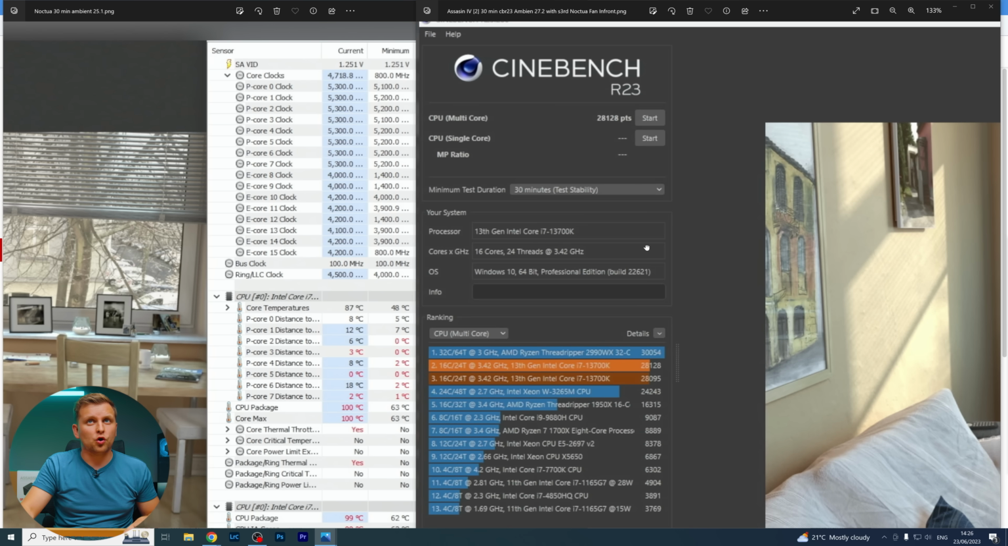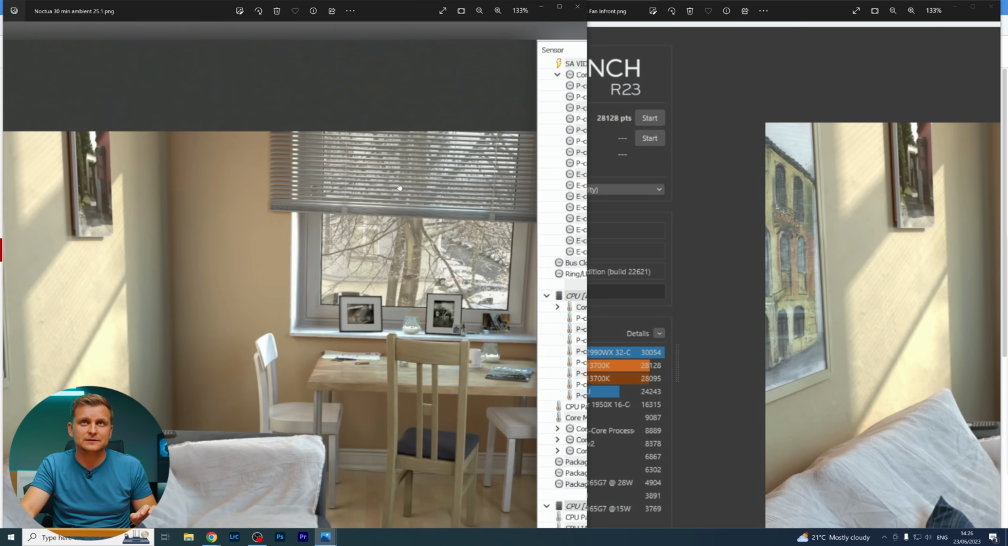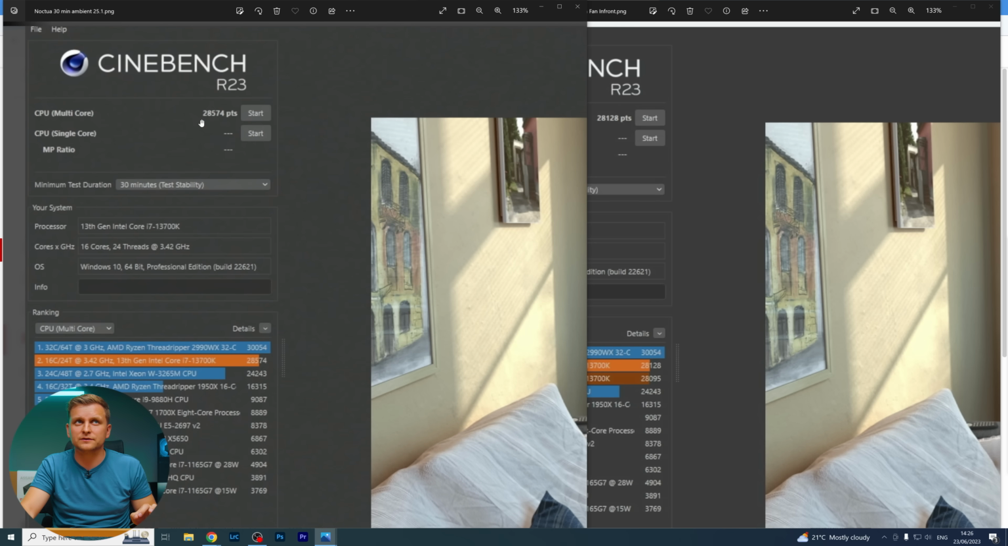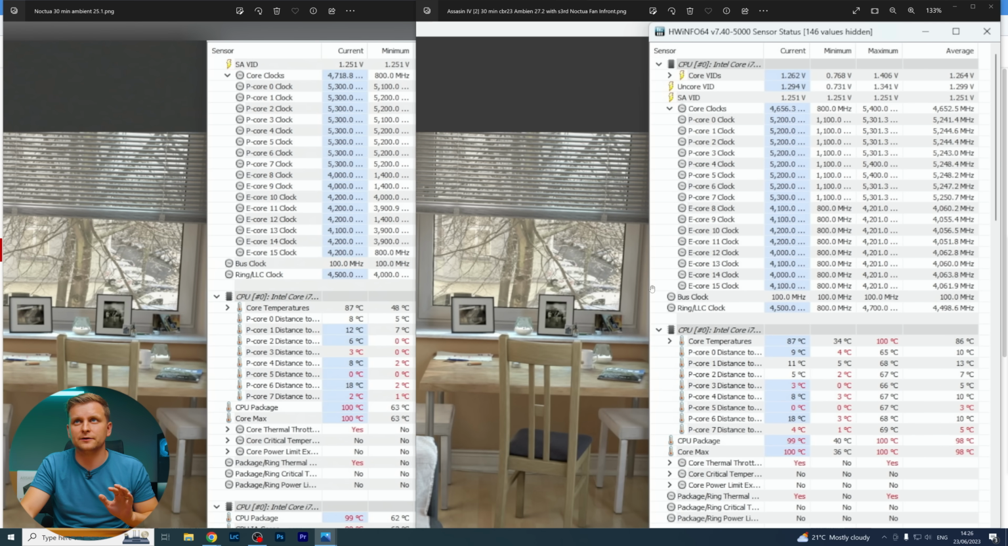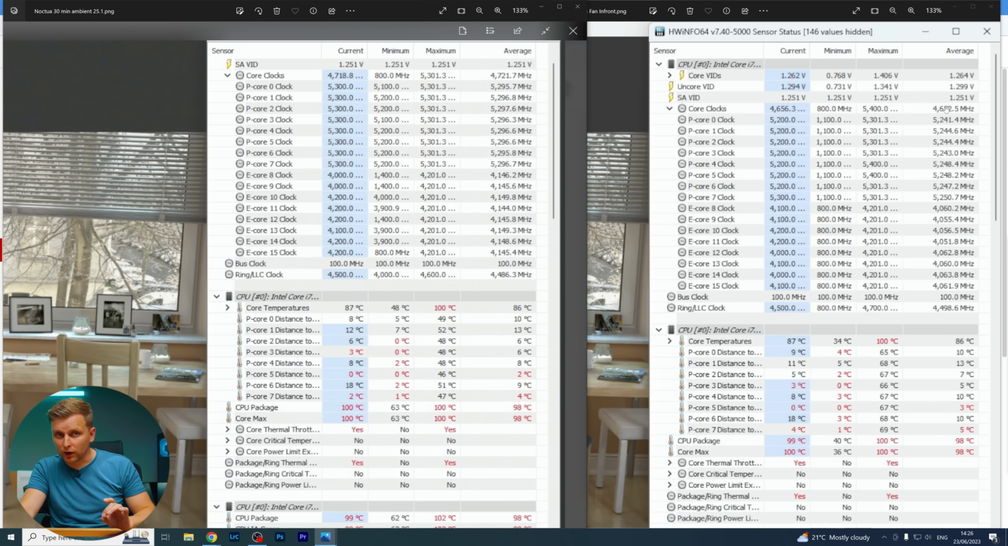First of all, our score got a little bit higher. The ambient temperature is still about 2 degrees warmer, 27.2 degrees. As you can see, Noctua is still about 300, 400 points higher, which is about 1 to 1.5% higher score. But the clock speeds, when we're looking at these now, are interestingly even lower than previously. 4652, not 4661 that we had on the previous one.